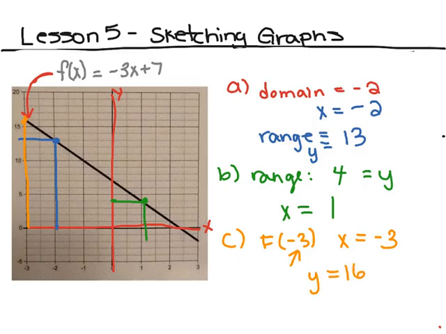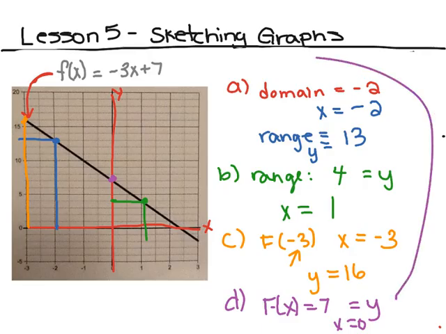And the last one, d, f of x is equal to 7. That means that's our range. Our y value is 7. So we go up to 7, which is right there. So x is equal to 0. And a way that you could solve for it, if you're not sure from just looking at the graph, is to plug all the information into the equation.